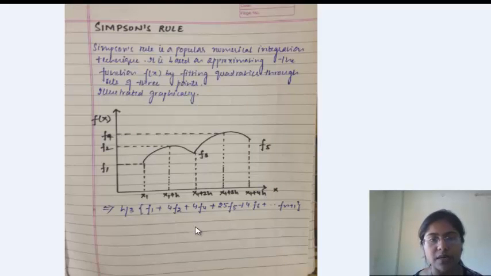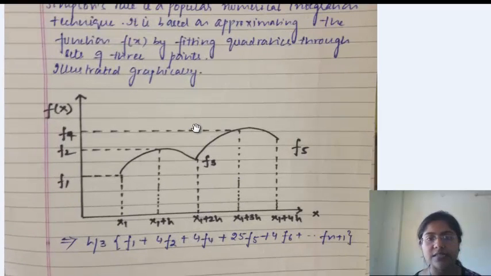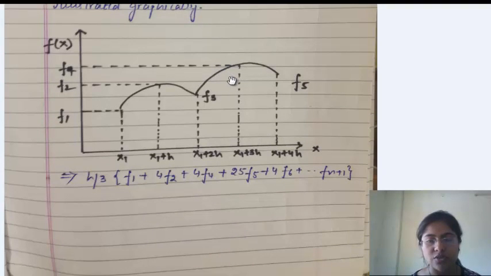So then we use Simpson's rule, which is a popular numerical integration technique. It is based on approximating the function f of x by fitting quadratics through sets of 3 points, illustrated graphically. So here you can see the graph, and here we use Simpson's 1/3 rule.